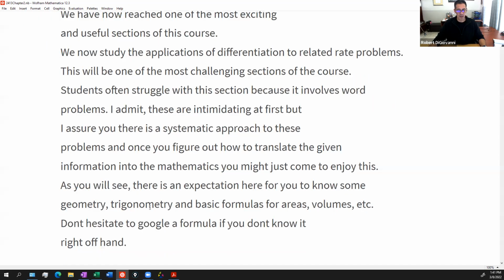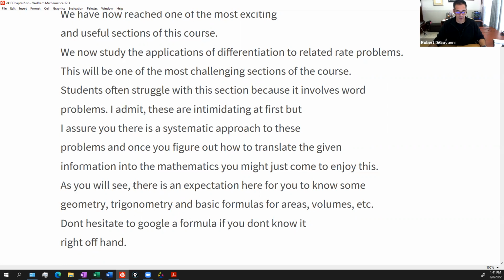There's a lot of words here. So basically what I say in this paragraph is, now you know how to take derivatives, you know how to use implicit differentiation. It's time to do some word problems. This is not going to be fun because no one likes word problems, but there is a systematic approach to these. And the more you do, the better you're going to get with it, the more comfortable.